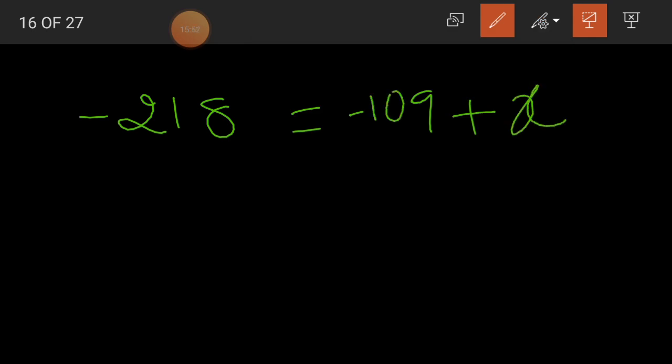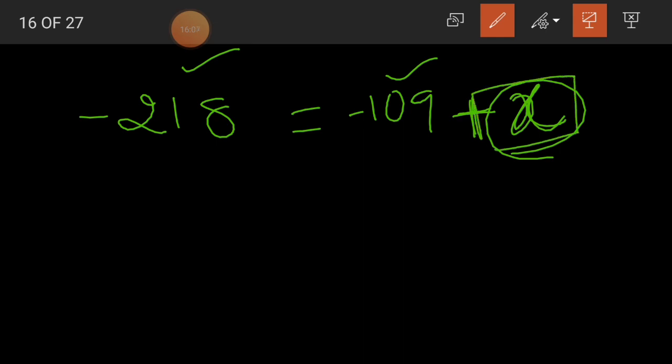We have to find out the other integer. We do not know the other integer, so we have written x here. We know the sum, we know one integer. Now how do we find out this x? This x is positive, right? So let us keep x here only. We need to find out the x, so let us keep x here only.